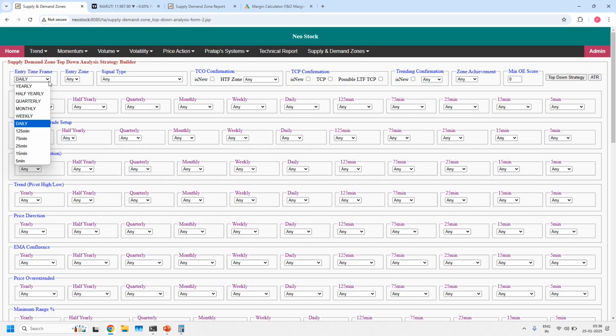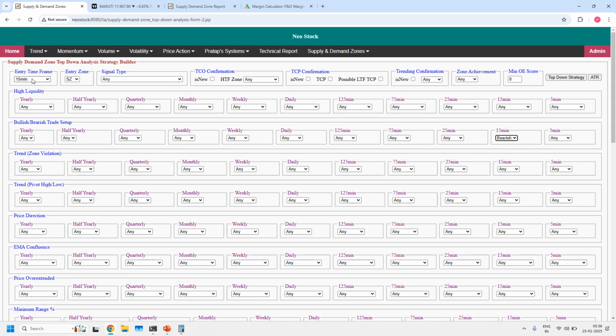Okay, entry time frame should be 15 minutes. For a daily income trade, entry time frame 15 minutes. Now for a bearish trade setup, it should be supply zone. And then bullish or bearish trade setup, at entry time frame 15 minutes, I am selecting bearish. Earlier we selected bullish, now we are selecting bearish.